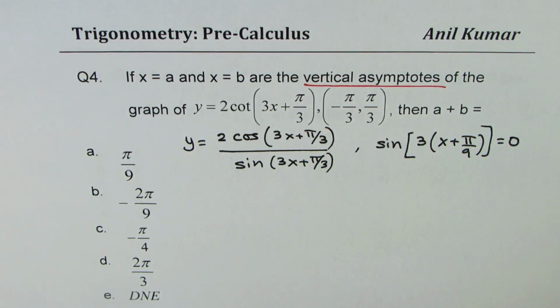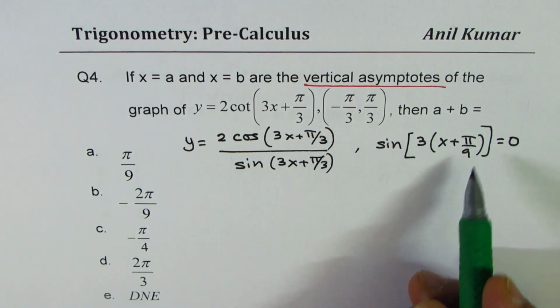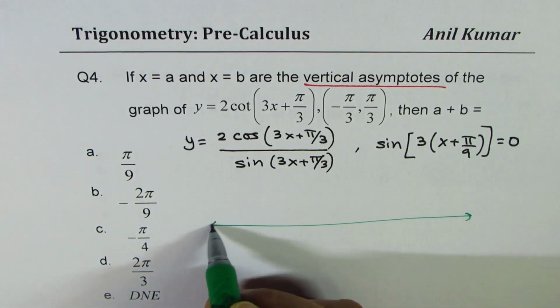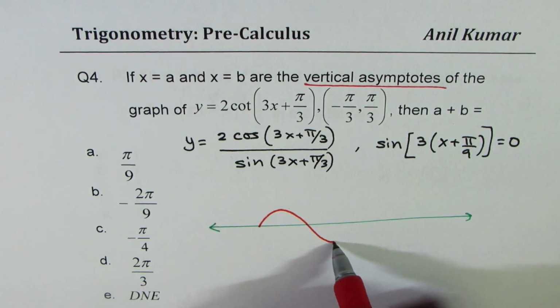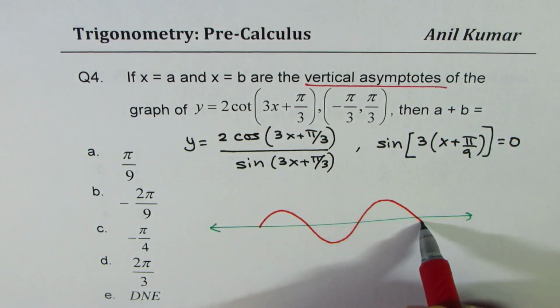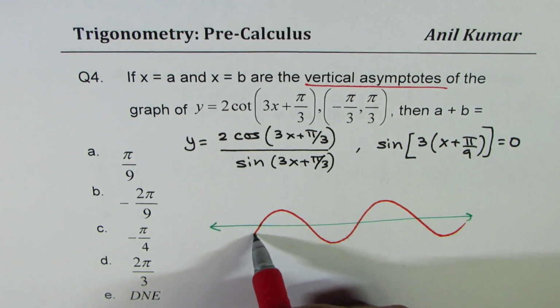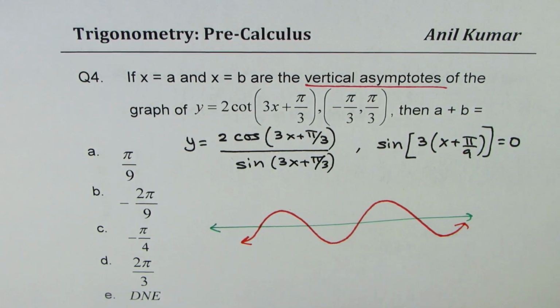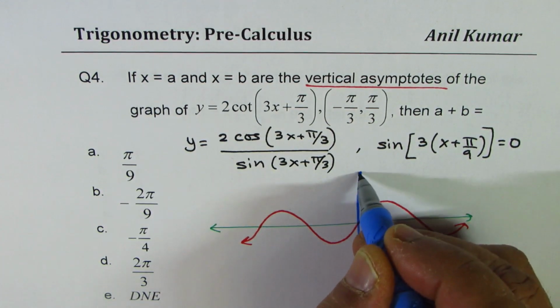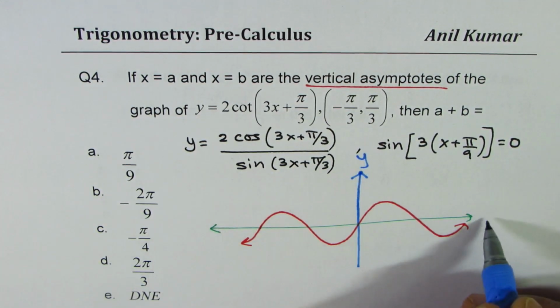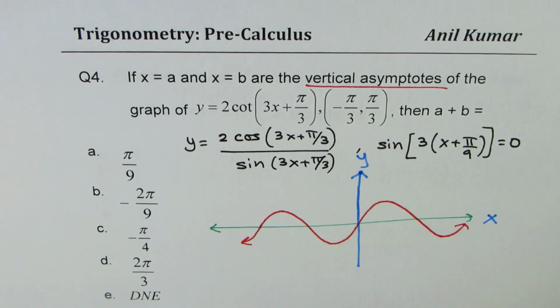Perfect. Now, I'll solve this using a graph. So let's try to sketch the sine function. Sine wave, you know, is kind of a wave like this, right? So let's say this is the sine wave. Now, since we have a similar domain left and right, let us say that we consider the function from here. So that is the y-axis for us, this is the x-axis for us.